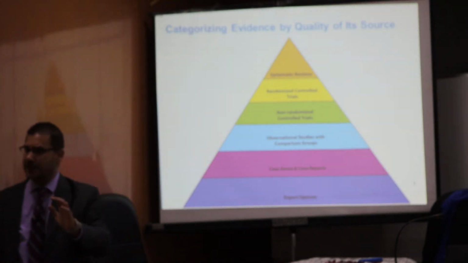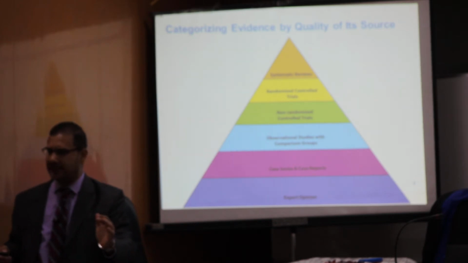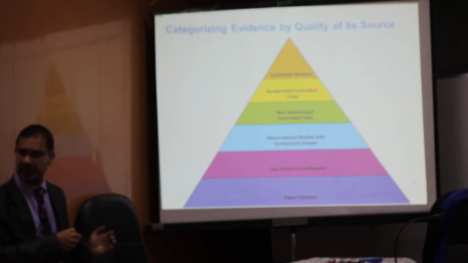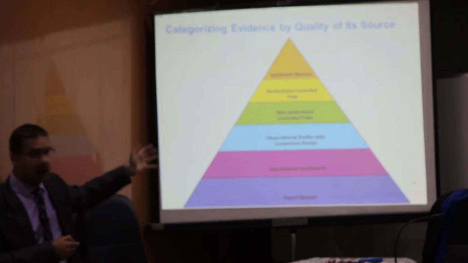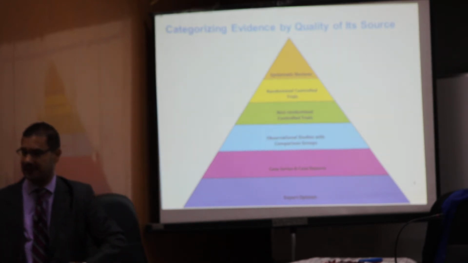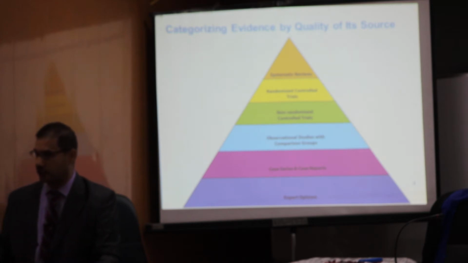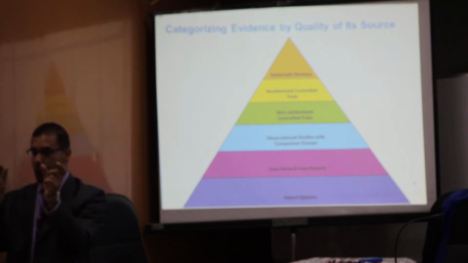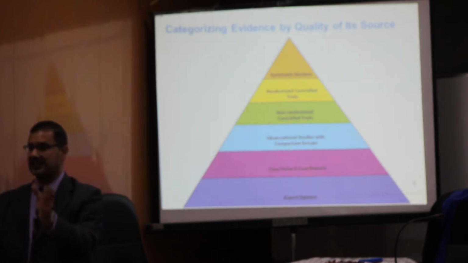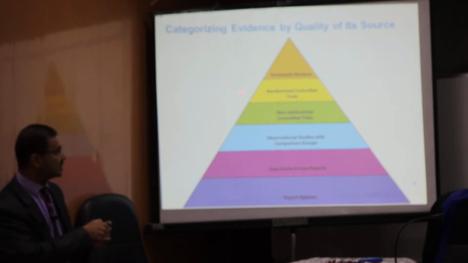So if you ask me which one is the highest quality, I will say systematic review, the highest quality of studies. Systematic review, if you go to the literature, as Dr. Muwaffaq said, you need to conduct a literature review. Systematic literature review, you use the same keywords again and again and get the same results. This is the highest quality.